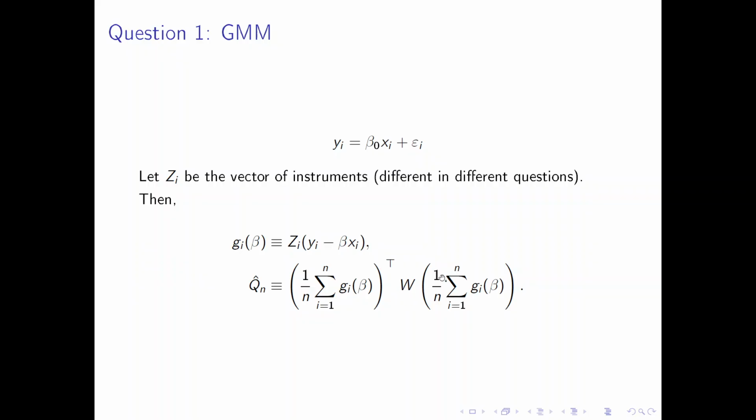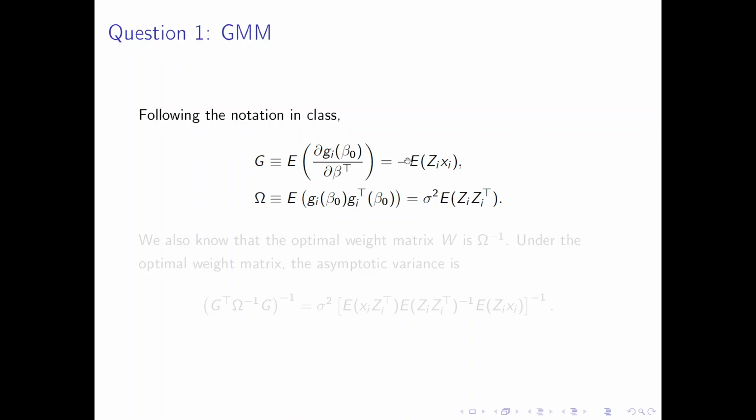Anyhow, I'm going to solve all the questions under this setup. So here we differentiate the moment function and plug in beta 0, and then we obtain the capital letter G, that is minus expectation of instrument times x_i. Again, the instrument could be different in different questions. And the dimension also, this is right.